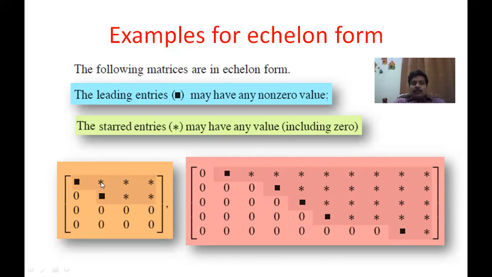Zeros can also be placed here. So 5, 0, 0, 0, 3, 0, 0. That is also in Echelon form. So this should not be 0. That is the condition. The leading entry must not be 0. The first non-zero entry in a row is called the leading entry. That should not be 0, since we are saying that non-zero element. So this is the form of Echelon form.